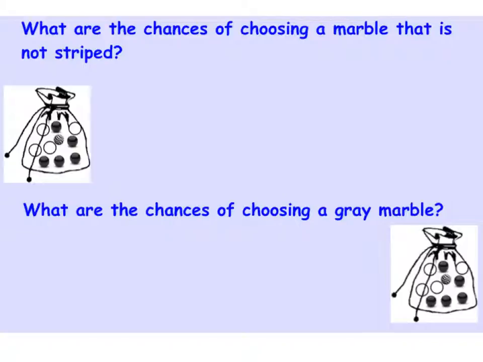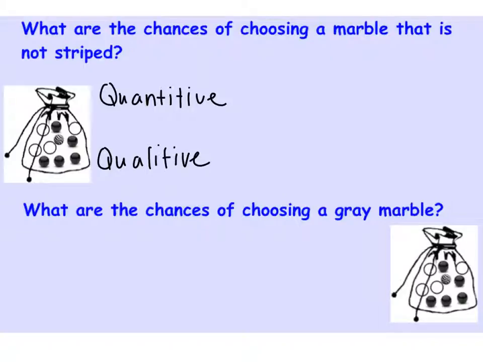All right, so these are two examples that we're going to do qualitative and quantitative with. I always like starting out with the quantitative first, because once you find your quantitative and the number, it's much, much easier to find the qualitative description of it. All right. What are the chances of choosing a marble that is not striped? So this is a not word, so we're looking for all of the not striped. So remember, probability is favorable over possible. So do note both of those definitions.